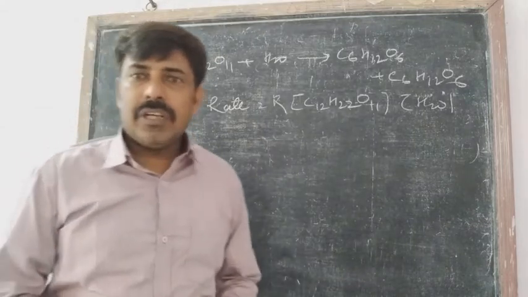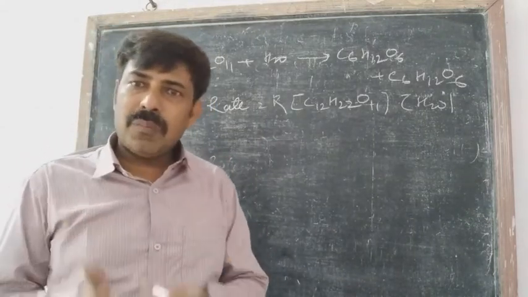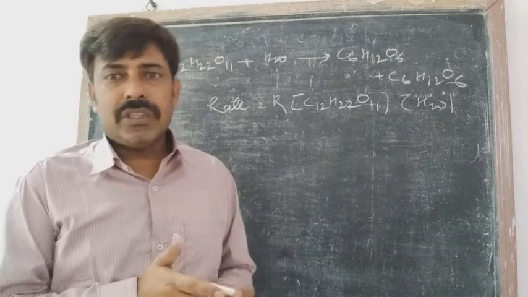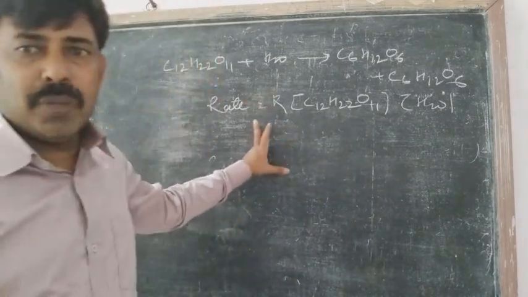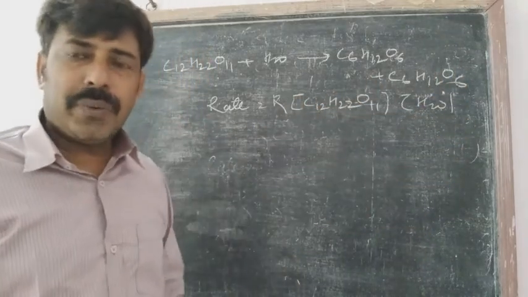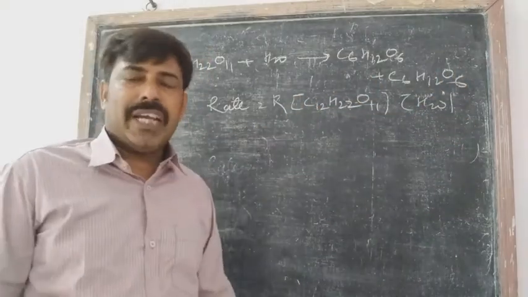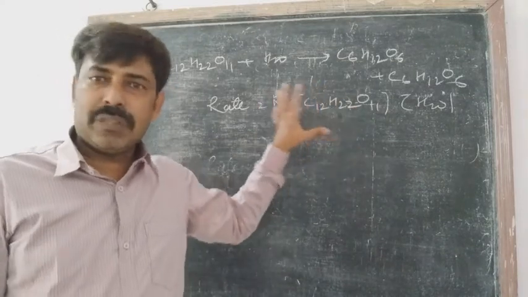As we have already studied about the order of reaction, I have said that the order of reaction is the sum of the powers of the concentrations in the rate law. But when you see the concentration powers, sucrose power 1, water power 1. So the order of reaction must be 2. So it is a second order reaction, clearly, when you see it on a mathematical basis.